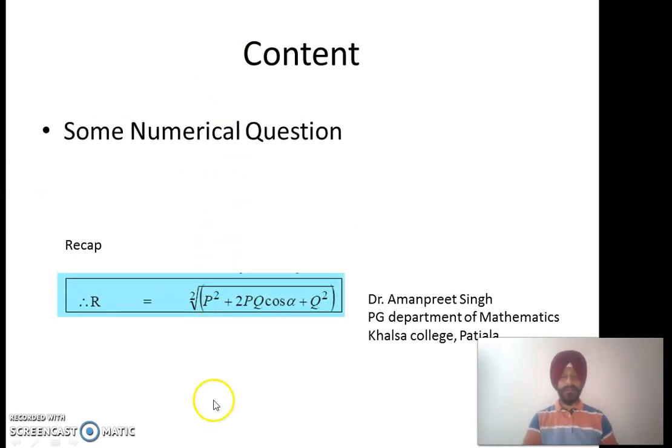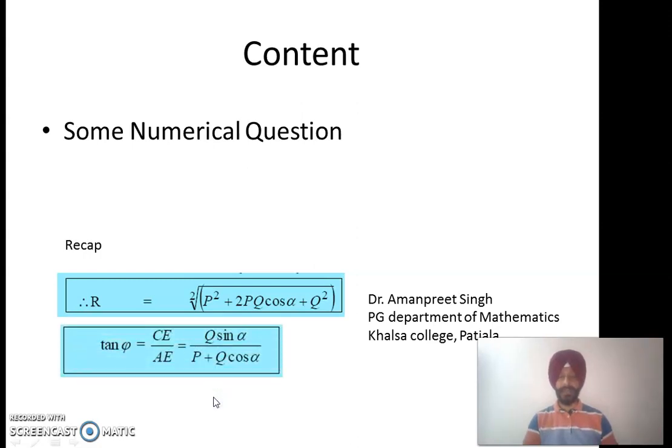Recap: R is equal to square root of P square plus Q square plus 2PQ cos alpha, which I have already told you, when P and Q are two forces acting at an angle alpha, then their resultant is equal to R, and if its direction makes an angle phi, then tan phi is equal to Q sin alpha over P plus Q cos alpha. So let's start some questions.